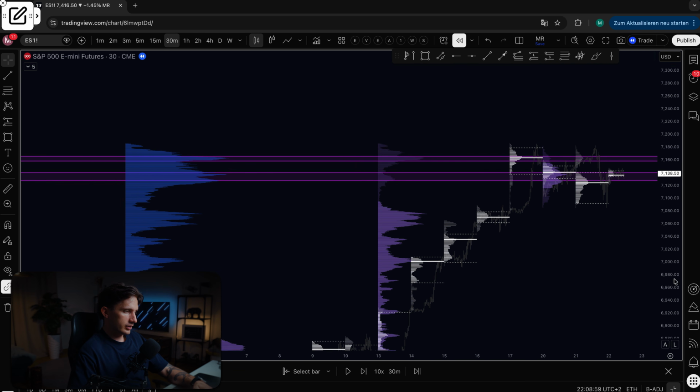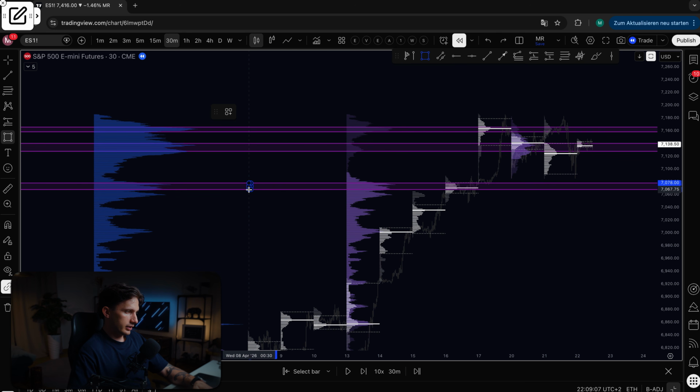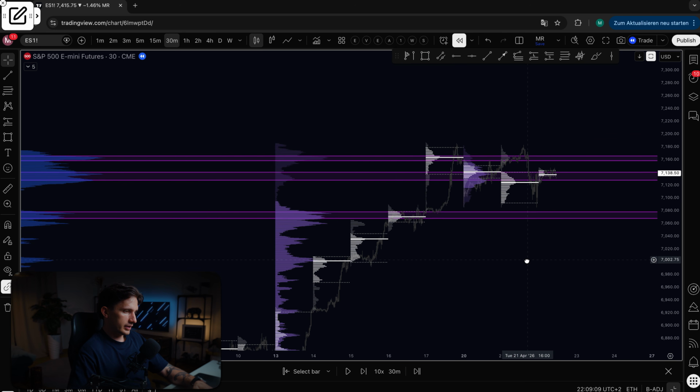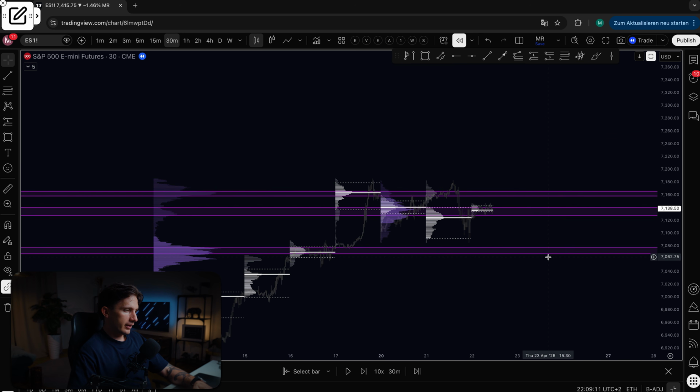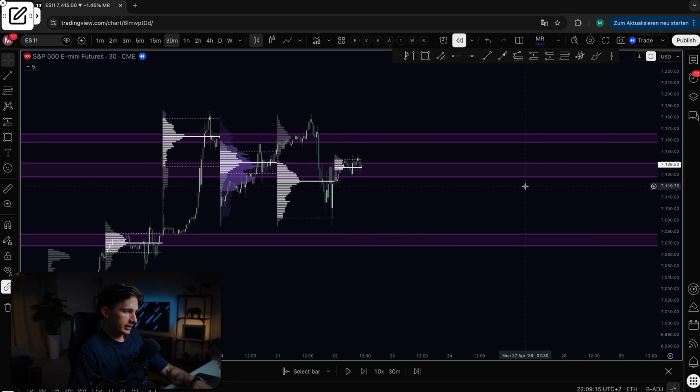I'm always looking out for the weekly right here as well to get a proper zone, right? And as well we have here a big spike down here. Now we have here 3 clean zones, so let's just watch out for the daily profiles.